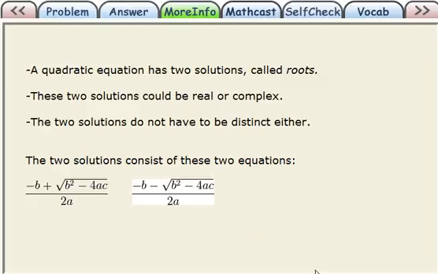For the More Information tab, I was talking about how the quadratic equation has two solutions, and I showed what two solutions it could have with the quadratic formula, and that these two solutions can also be real or complex.